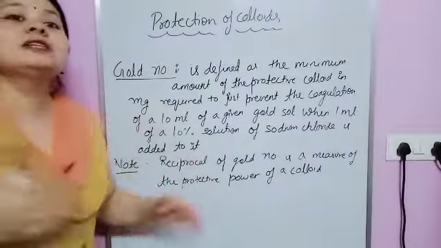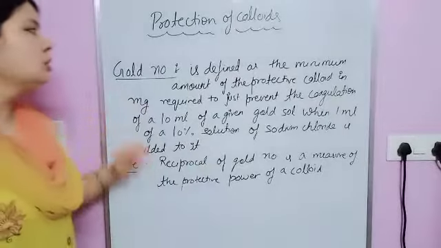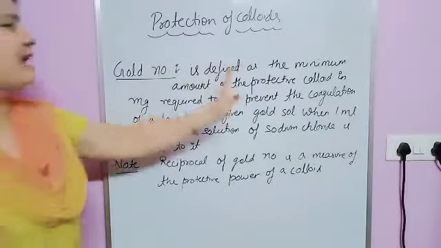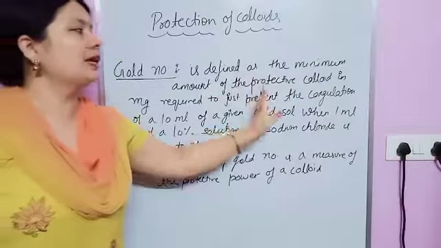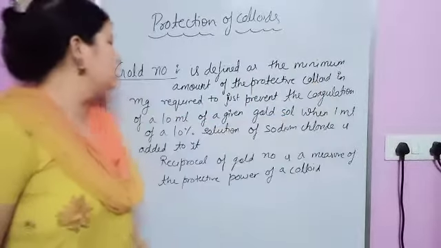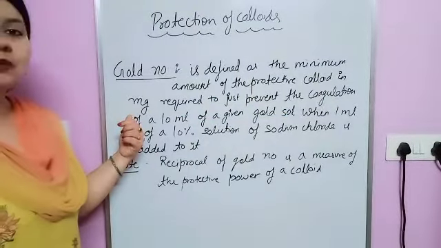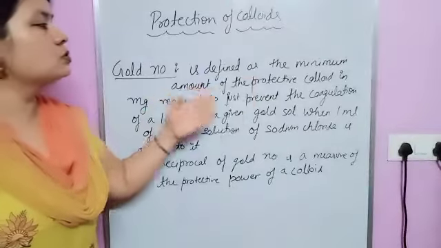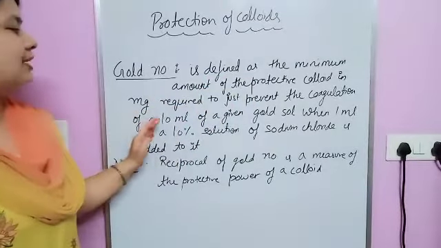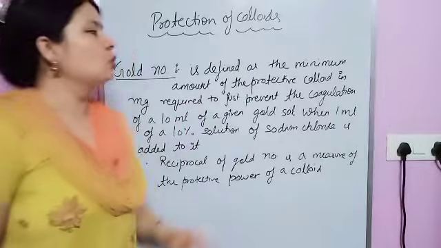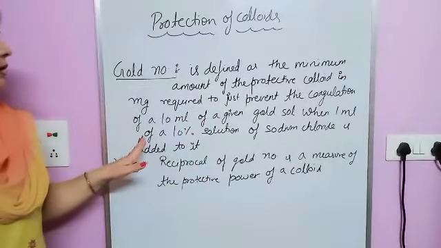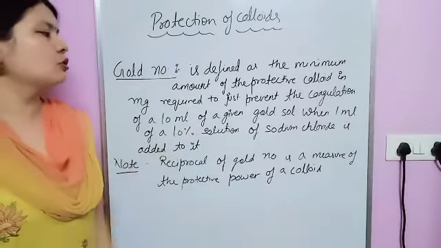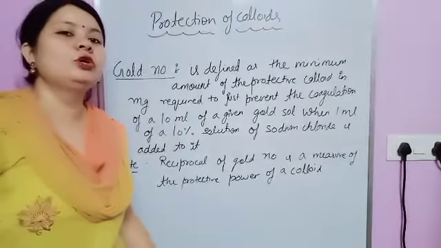So now what is gold number, it's a definition only. Gold number is defined as the minimum amount of the protective colloid in milligram required to just prevent the coagulation of 10 ml of a given gold sol when 1 ml of a 10% solution of sodium chloride is added to it.